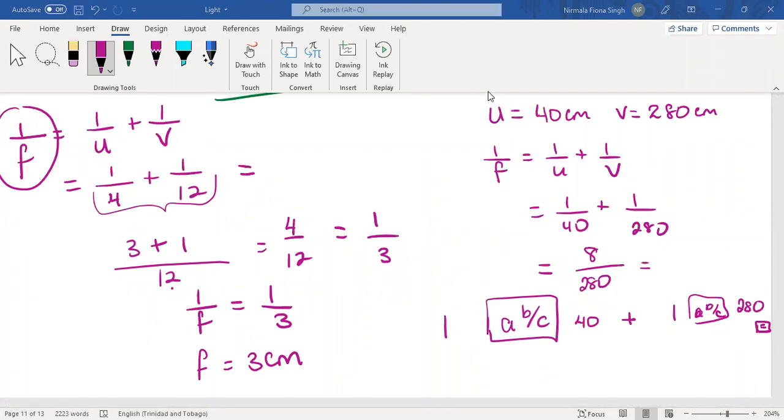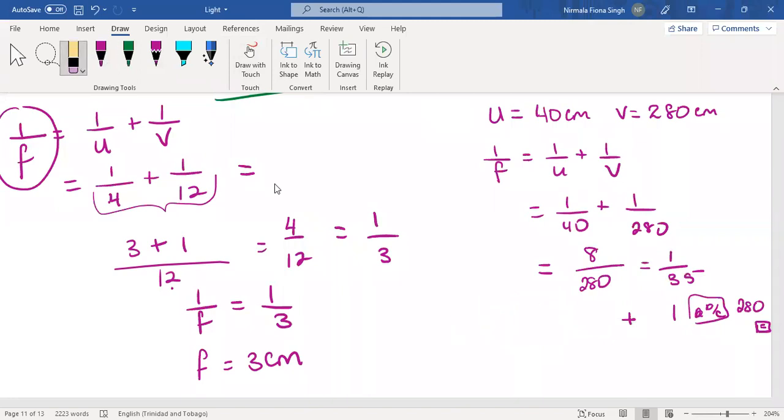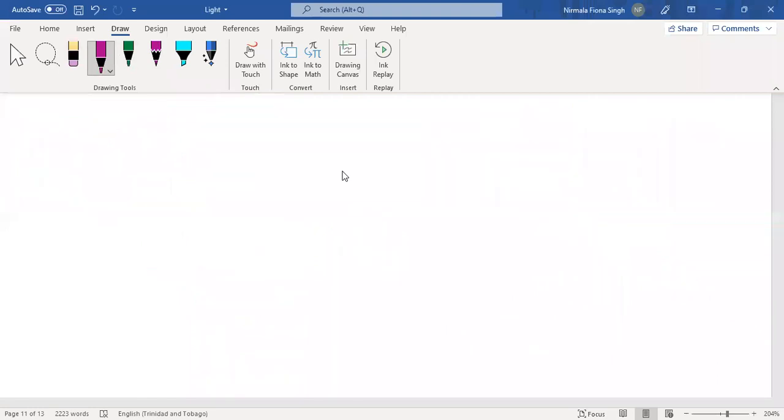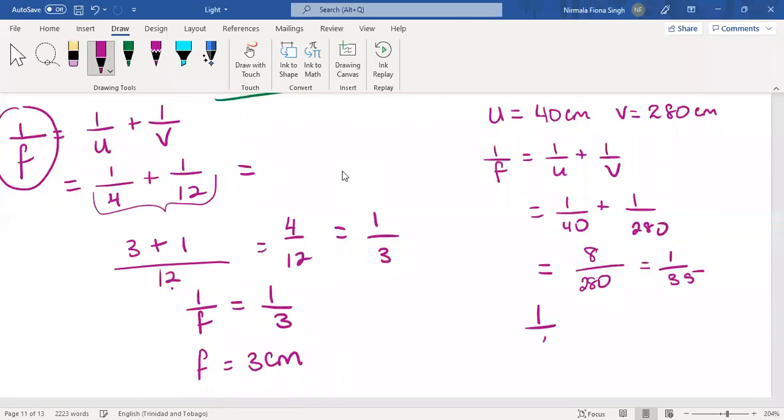Yeah, it's going to break it down. So you're going to end up getting 1 over 35. Anybody get 1 over 35? Yes, miss. 1 over 35. And when you work out the 1 over 35, that's not your final answer. That means 1 over f is equal to 1 over 35. So that means f, you just find the inverse. So f will be 35 cm.